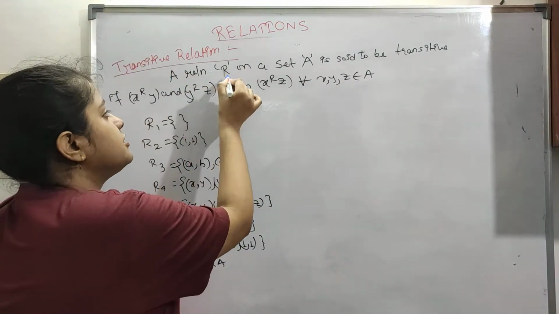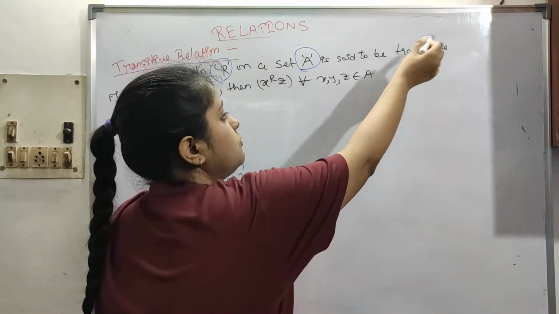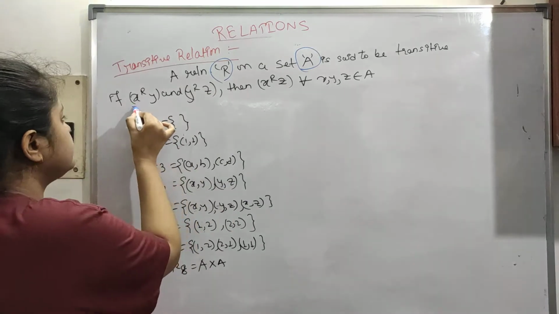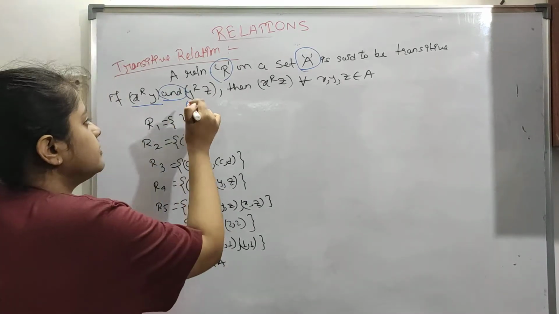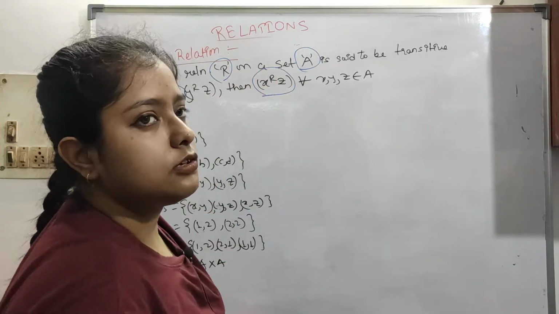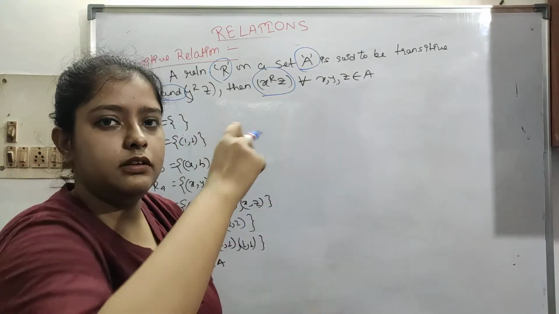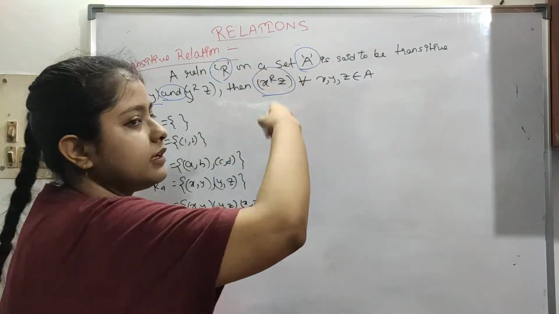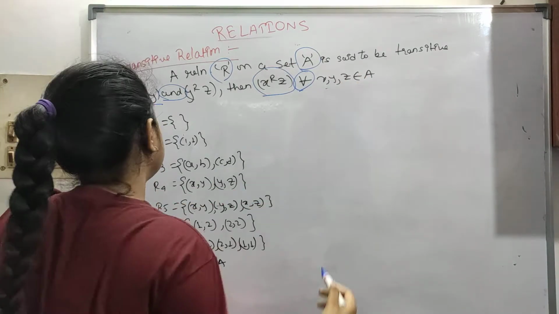So now our relation R, this is our relation on a set A, is said to be transitive if x is related to y and y is related to z, then x is related to z has to be present. X related to y and y related to z, then the first and last has to be present. X related to z has to be present for all x, y, z belonging to A.